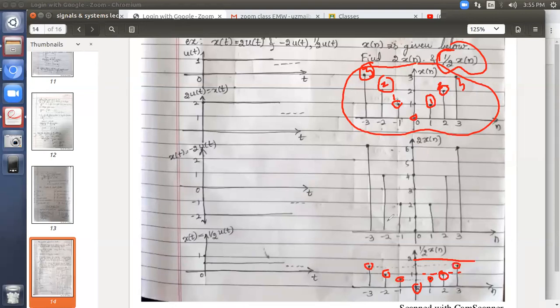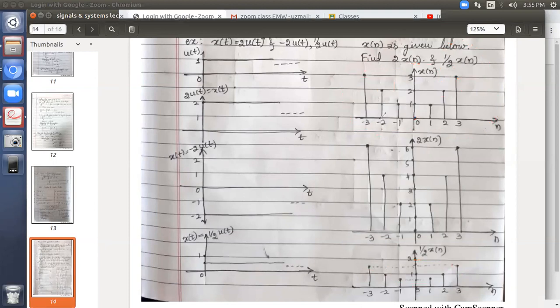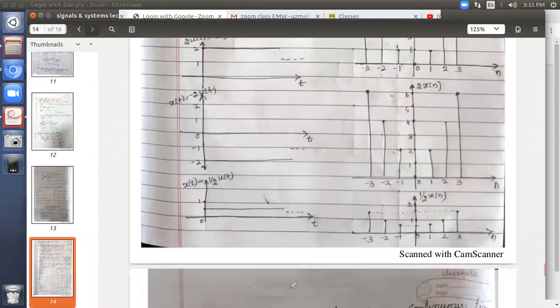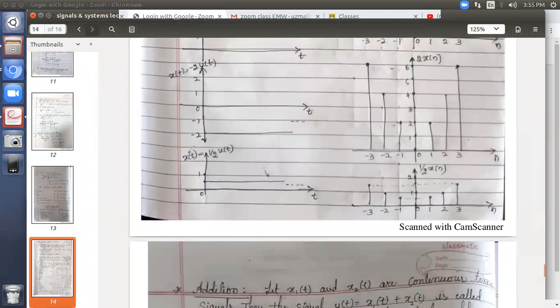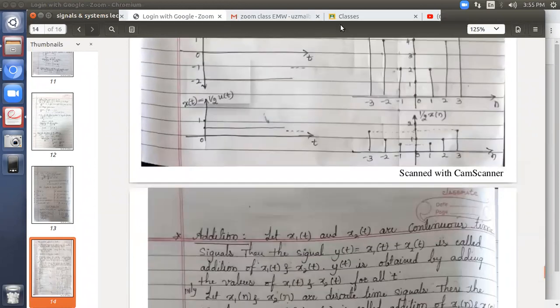Okay. So I hope you have understood both these examples. If any doubts, please ask me, else we'll proceed. Okay, let me continue. If any doubts, you can ask me in the chat box, okay?